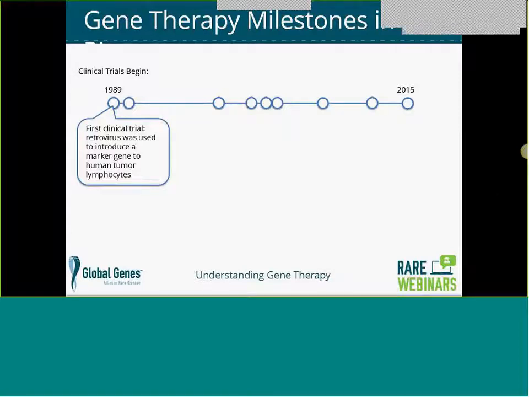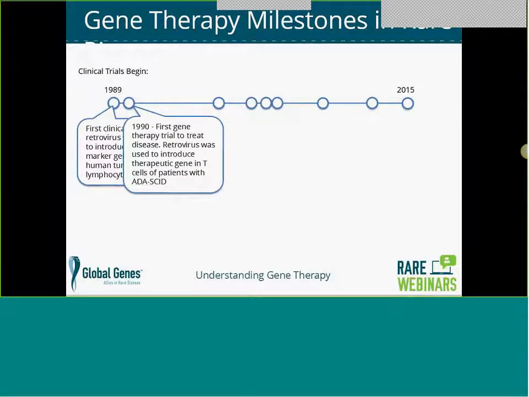A brief history of milestones in gene therapy. In 1989, a first clinical trial was done, which actually used a type of virus called a retrovirus. It introduced a marker gene. It wasn't a therapeutic trial. And next shows that a year later, the first gene therapy trial was used to treat disease. So again, the same type of virus, retrovirus, was used to introduce a therapeutic gene in cells of patients with a form of severe combined immunodeficiency.